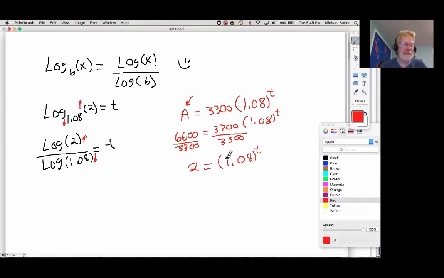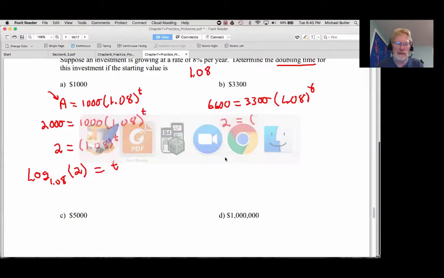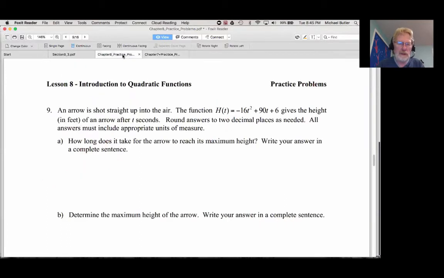Okay, cool. All right, let's go back and take a look at that last nasty quadratic one that I think was number 9. Sarah, did you want to see number 9 if I recall correctly? Yeah. Okay, so let's go look at that one. An arrow is shot straight up in the air, and the function h of t equal to minus 16t squared plus 90t plus 6 gives the height in feet of the arrow after t seconds. Round your answer to 2 decimal places as needed. All answers must include appropriate units of measure.